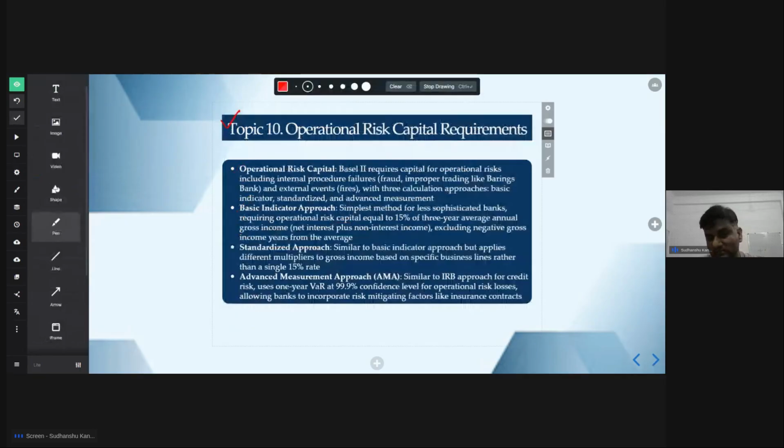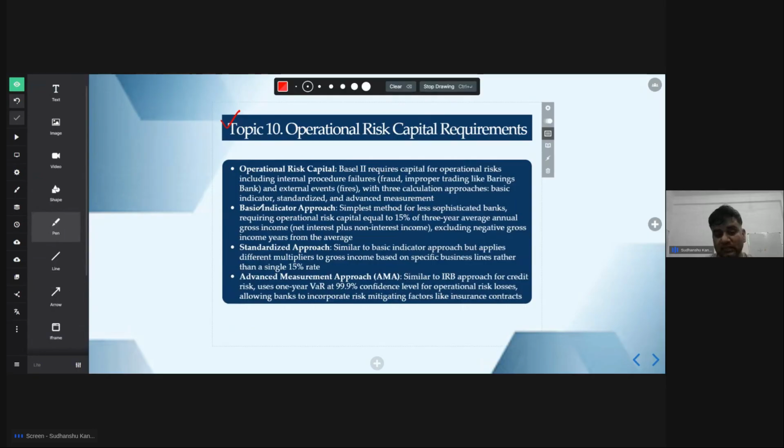Basel II is the first Basel framework to require explicit capital for operational risk. Operational risk includes internal frauds, internal failures, rogue trading like Barings Bank, and external events such as fire and system outages. This closes a major gap in Basel I. There are three approaches under Basel II.